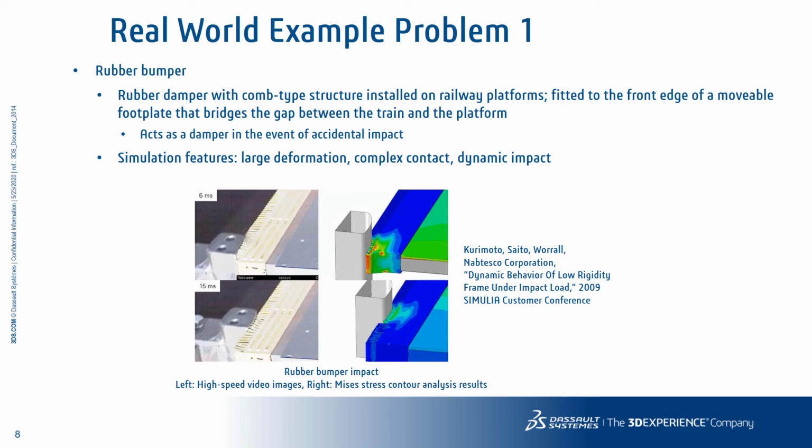So let's take a look at some real-world examples of where explicit dynamics analysis can be used. This is a rubber bumper installed on railway platforms, and you can see the comparison to the physical testing. Again, very close results. The reason explicit dynamics was used here is because of large deformation, complex contact, and dynamic impact. So it was fast loading.